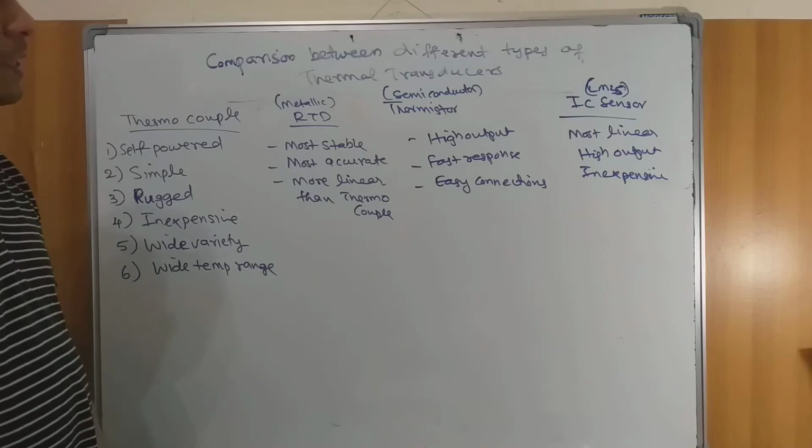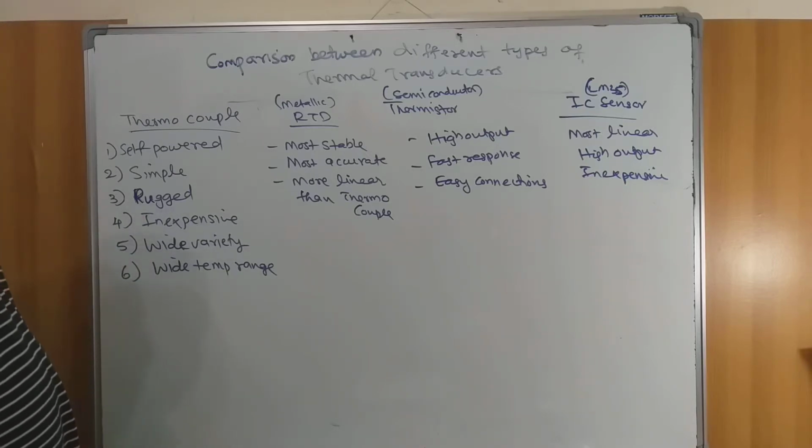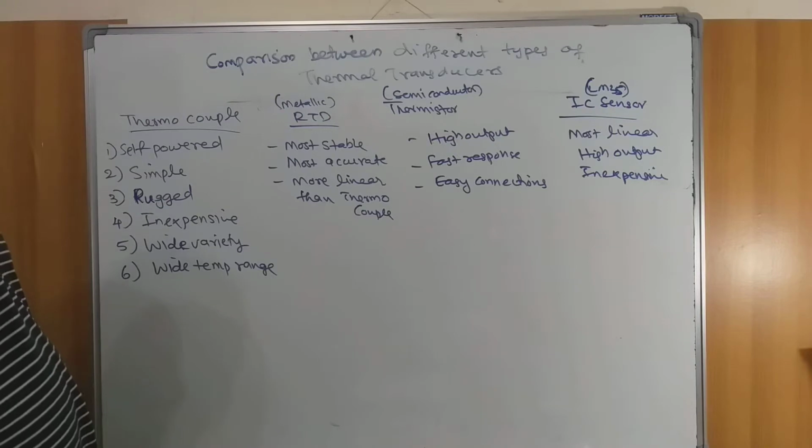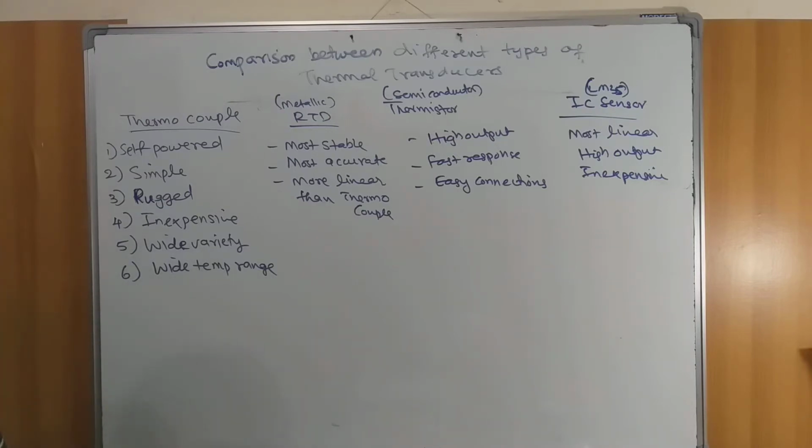Now, talking about semiconductor-based thermal sensors, which is the thermistor, the output is really high. The response is much faster, as we had already discussed, and connections are easy. But of course, there are some limitations that we are going to discuss in the next slide. And talking about IC sensors, like the LM35, they are most linear, with high output, but it's very expensive. Also, it can be very easily connected to digital circuits.